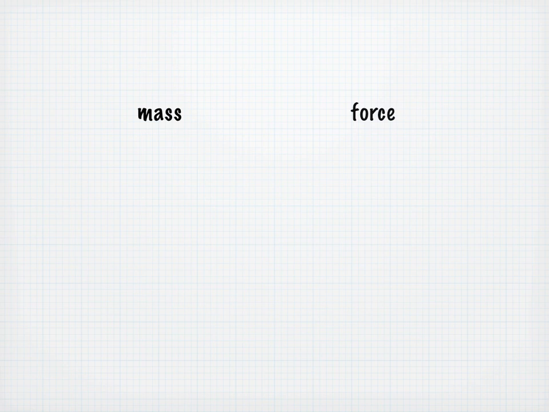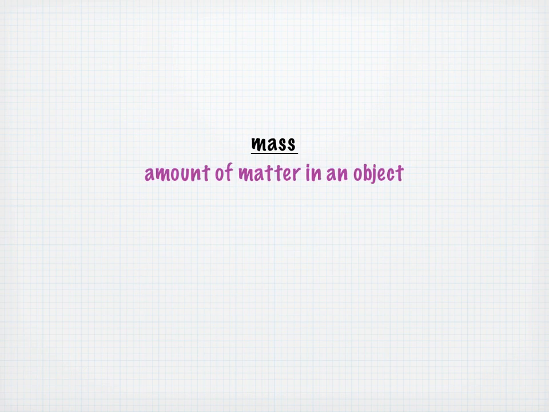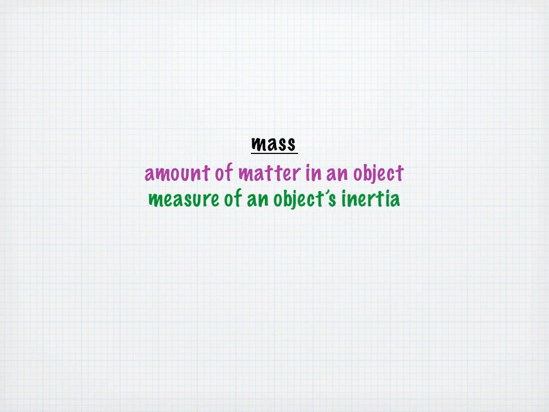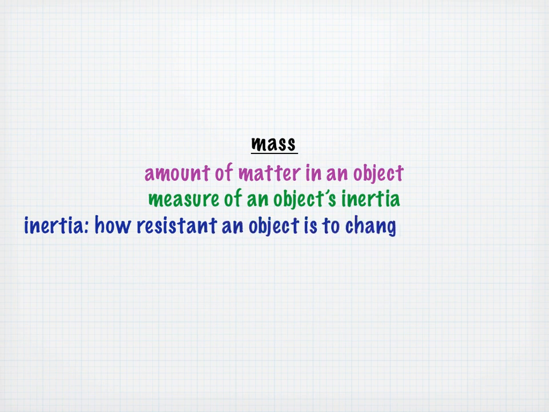You may have heard of mass being defined as the amount of matter in an object. Another way to define mass is to say that it is the measure of an object's inertia. Inertia is defined as how resistant an object is to changing its velocity.